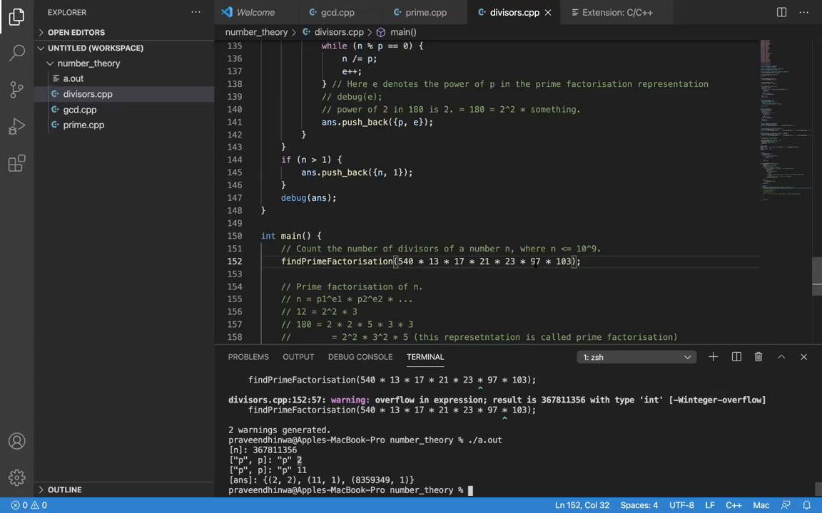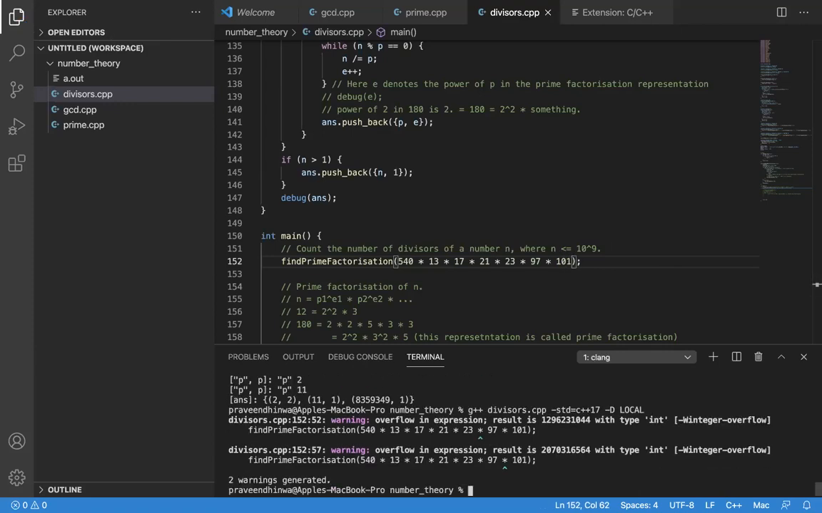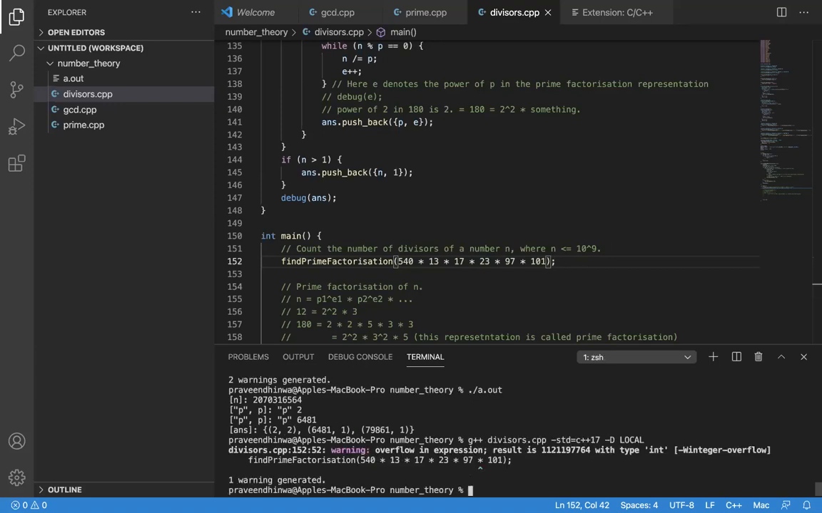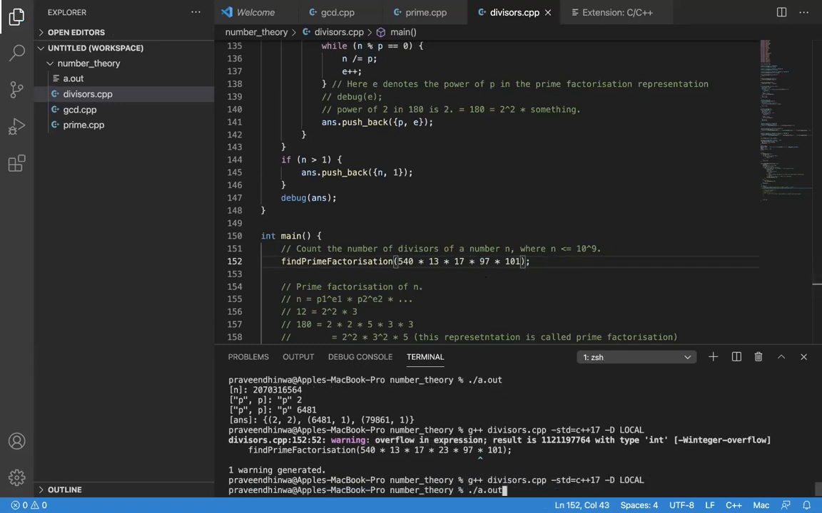So this is a bit weird. 97 is 101 prime. I think it is still an overflow. So let's remove a few more things. It's still saying overflow. Let's remove a few more. It's not an overflow now.